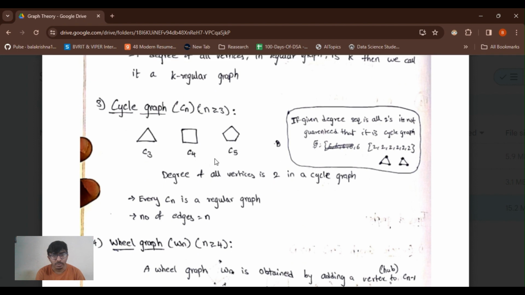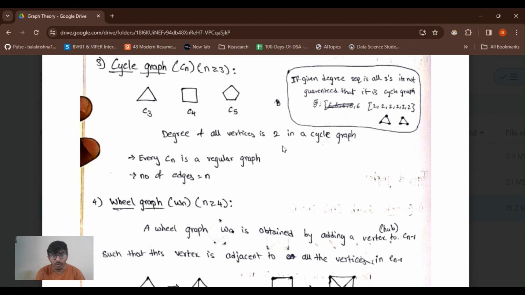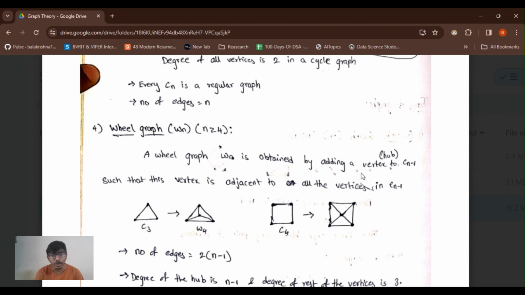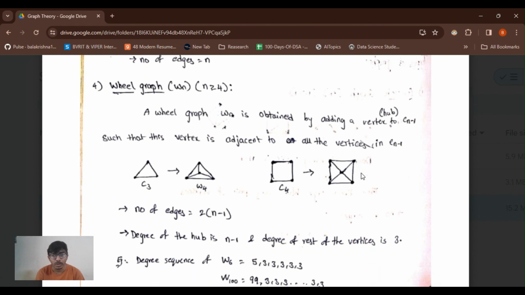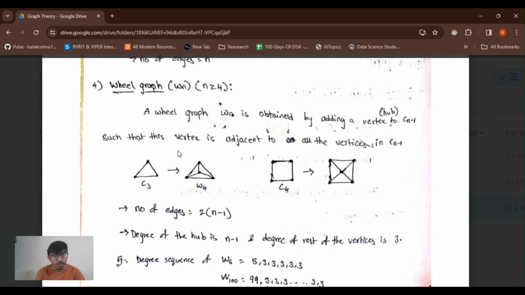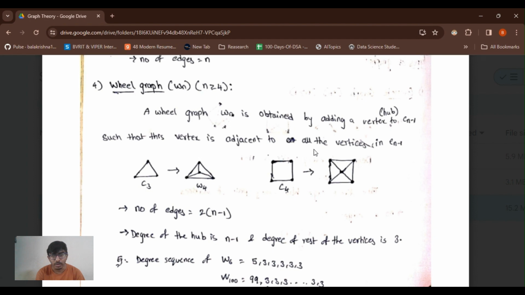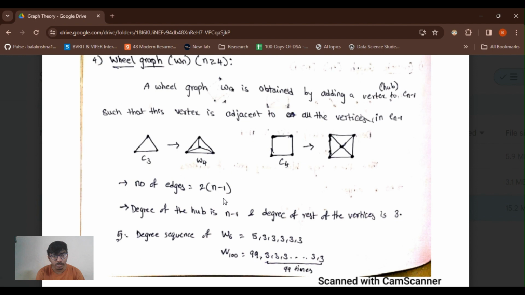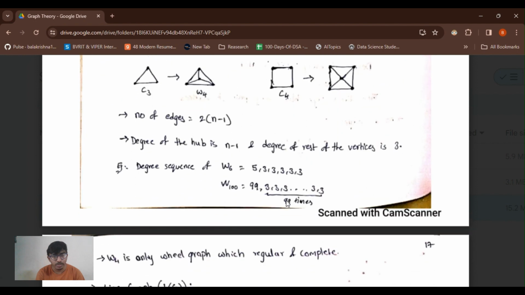Cycle graph. Degree of all vertices is 2 in a cycle graph. Every Cn is a regular graph. The number of edges is equal to n. A wheel graph Wn is obtained by adding a vertex to C of n minus 1, where that vertex is adjacent to all the vertices. So in a wheel graph the number of edges is 2 into (n minus 1).